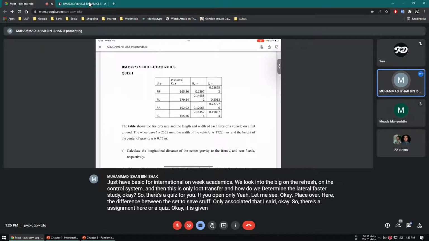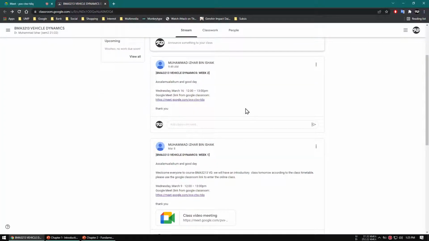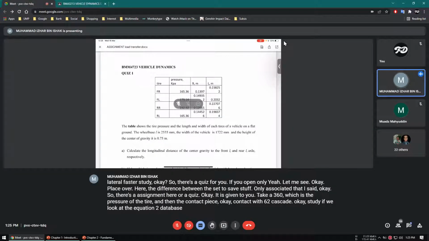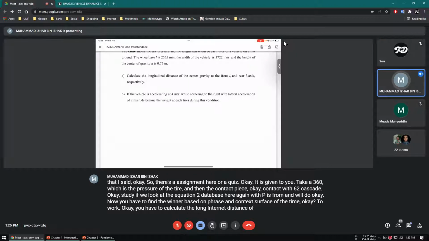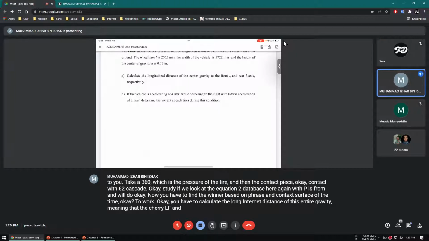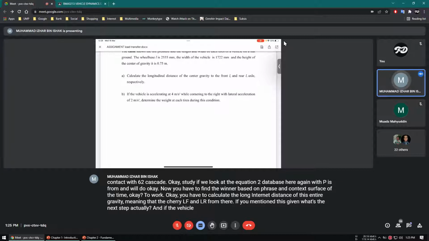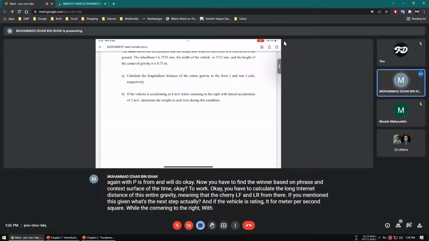So there's an assignment here, or a quiz. It is given to you the tire characteristics, which is the pressure of the tire and then the contact piece. Tadi if we look at the equation, dia dah bagi siap-siap the width of each wheel. Now you have to find the width based on pressure and contact surface of the tire. You have to calculate the longitudinal distance of the center of gravity, meaning we find LF and LR from the information that's given. And then, if the vehicle is accelerating at 4 meter per second square while cornering to the right with lateral acceleration, determine the width of each tire.